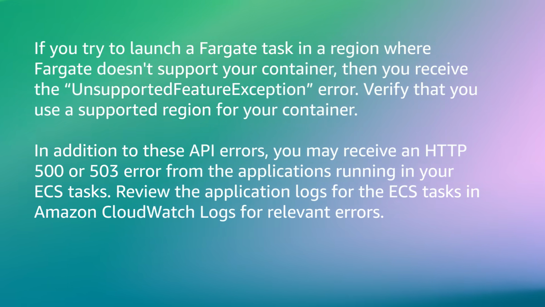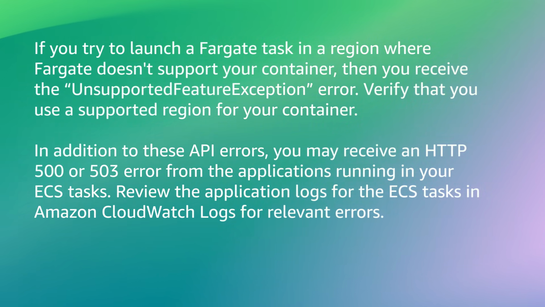In addition to these API errors, you may receive an HTTP 500 or 503 error from the applications running in your ECS tasks. Review the application logs for the ECS tasks in Amazon CloudWatch Logs for relevant errors. So now you know how to troubleshoot errors with API calls in Amazon ECS.